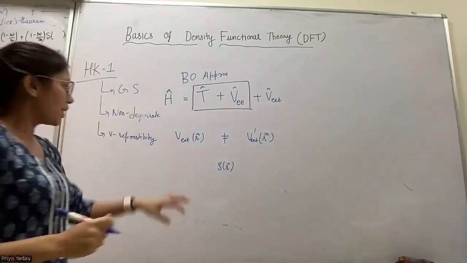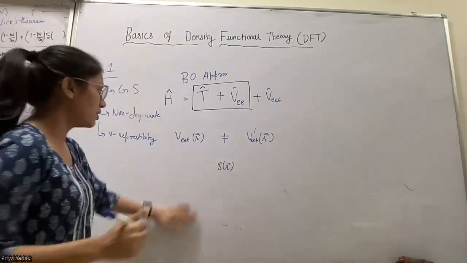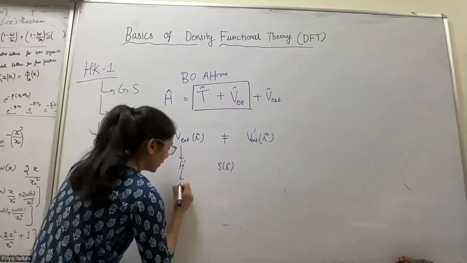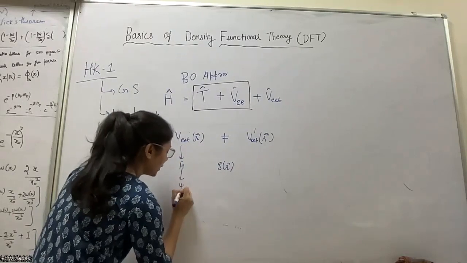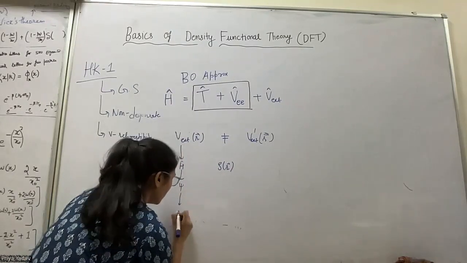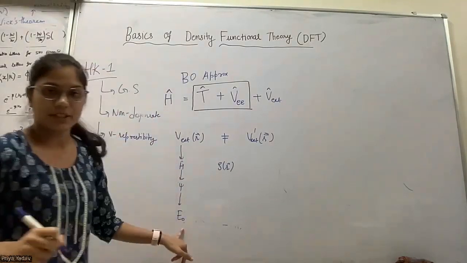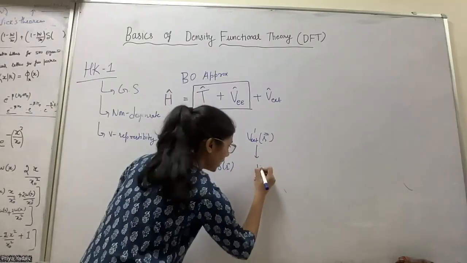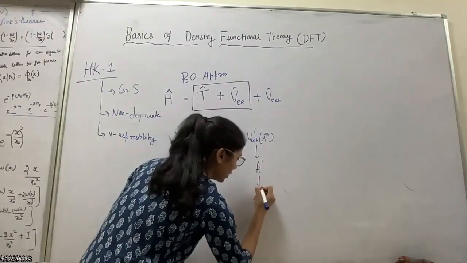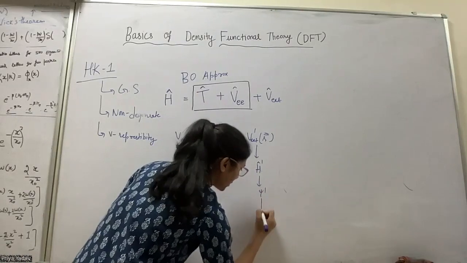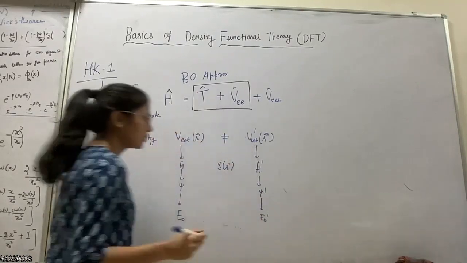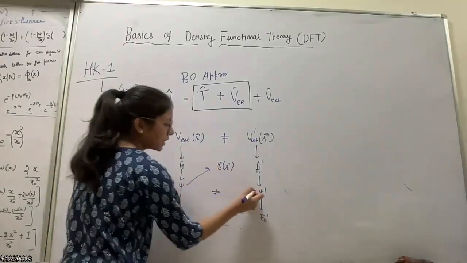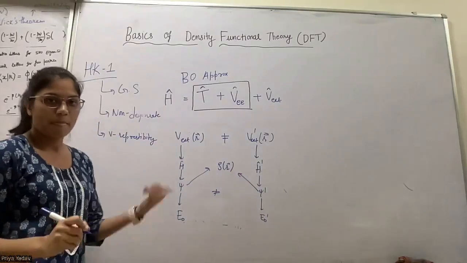If I have two different V externals, I will have a Hamiltonian for each, a wave function, and a ground state energy E0. Similarly for the other one, I will have Hamiltonian H prime, a wave function psi prime, and E0 prime. These are not equal, and I'm saying that both of these give me the same electron density. That's what I'm doing here.